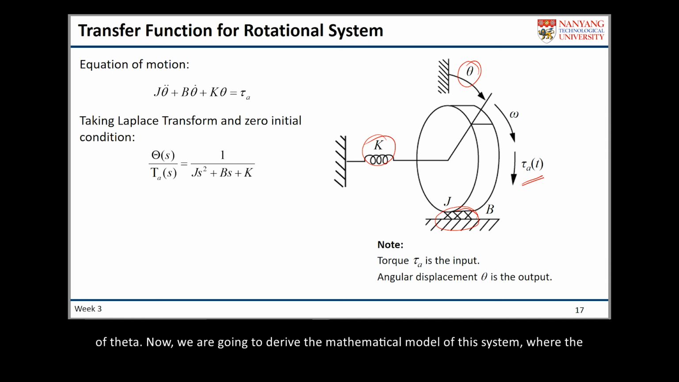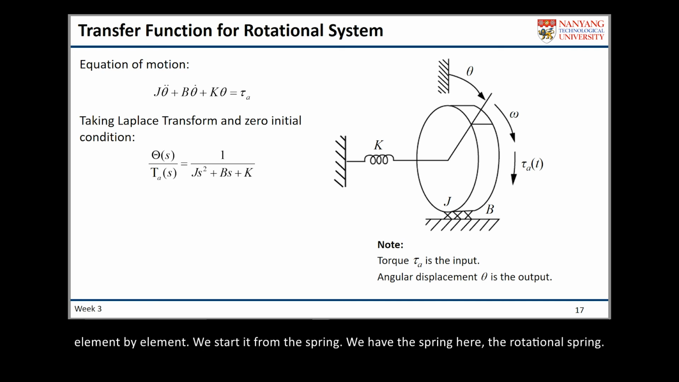Now we are going to derive the mathematical model of this system, where the input is tau A, the torque, and the output is theta, the angular displacement of the disk. So how to do that? It's similar to what we did to a translational system. We analyze element by element. We start from the spring, the rotational spring.